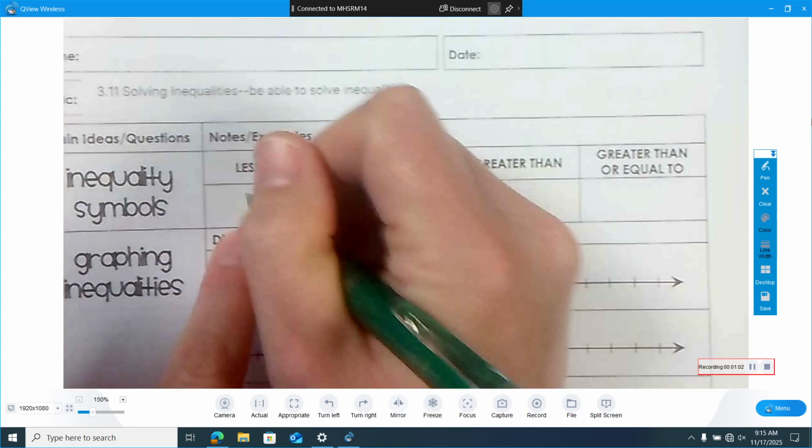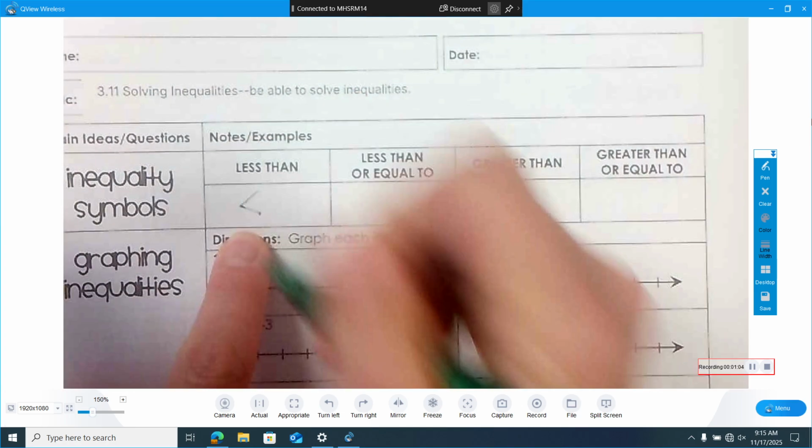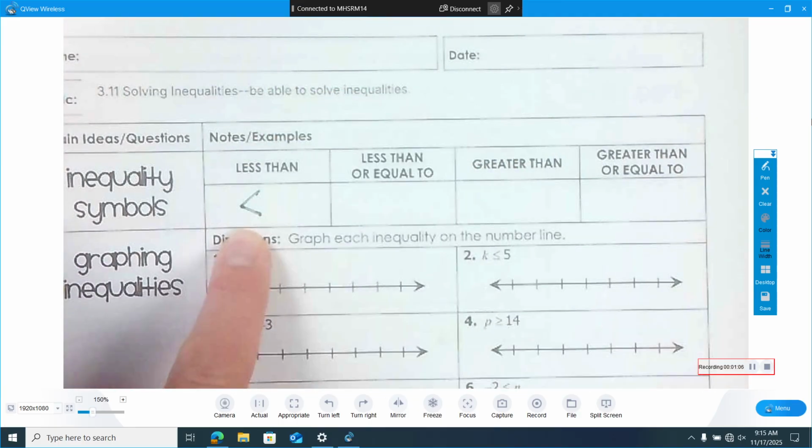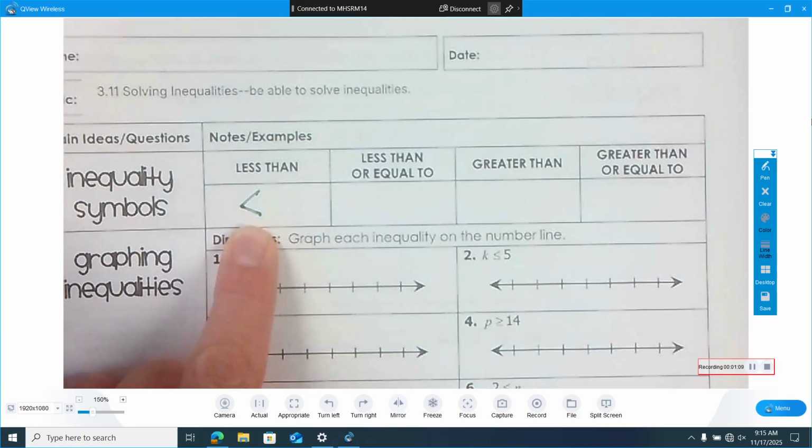So the less than symbol could look like this. It's the little Pac-Man guys, which I know you guys have seen before, since 5th grade, maybe 4th grade, somewhere around there. I think you've seen them for quite a while. Anyway, so we have the less than symbol.